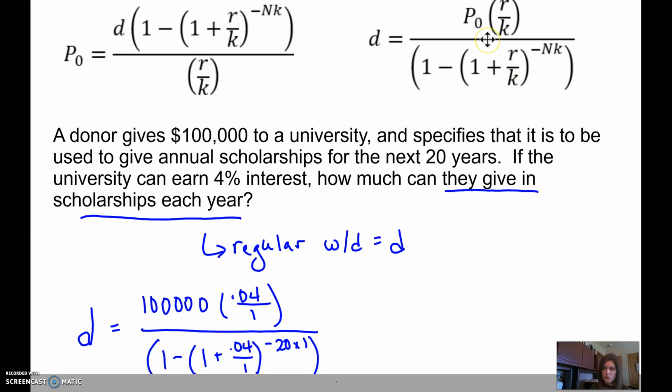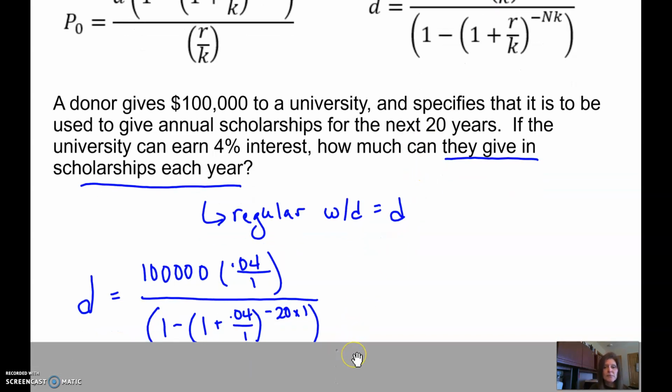The P sub 0, how much are we starting with? Well, they gave us $100,000. My rate, 0.04. The K, we're doing annual scholarships, so our K is going to be 1 again. And then my N is going to be 20. All right, so go ahead, pause, try to put this into your calculator, and then see if you get the right answer.